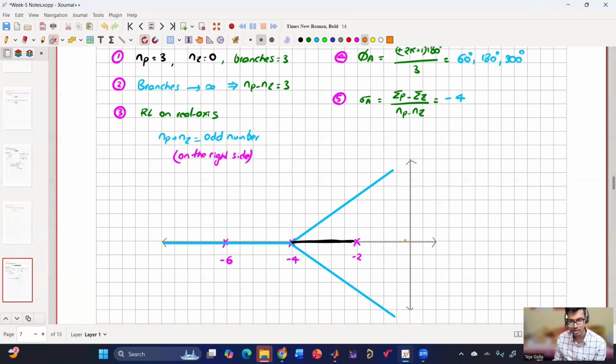Yes, sir. There are no zeros. Now I'll start between this region, -2 and -4. I will see in this direction how many zeros and poles are there. I will see only one is there, which means an odd number. So in this region, there is root locus.